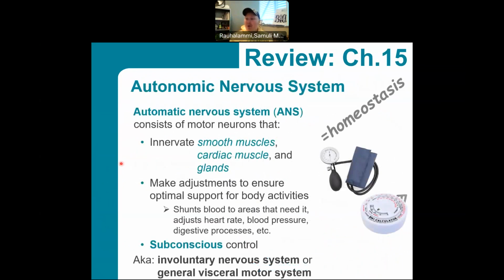As the name proposes, these are largely subconscious responses that your nervous system does. You don't have to think about doing these responses. They're usually involuntary responses that happen automatically without your conscious thinking of them. Things that fall under the control of the autonomic nervous system include smooth muscles, cardiac muscles, and many glands.